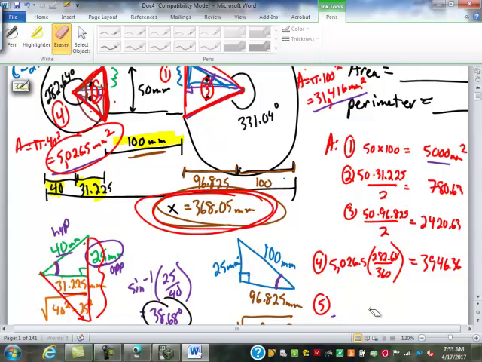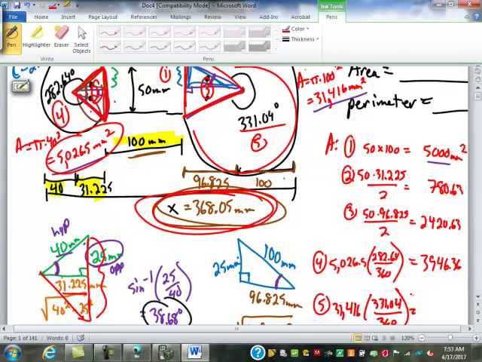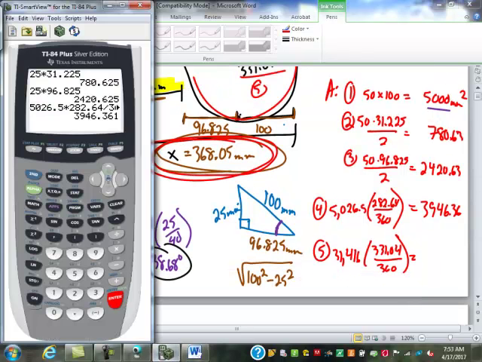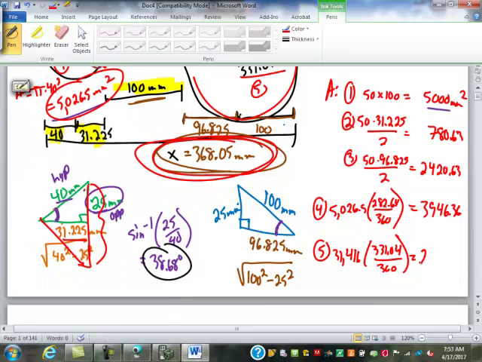And then finally, we're going to look at this piece over here, piece 5, this sector. We found that area, 31,416, times that angle of 331.04 over 360. So 31,416 times 331.04 divided by 360. 28,888.76.